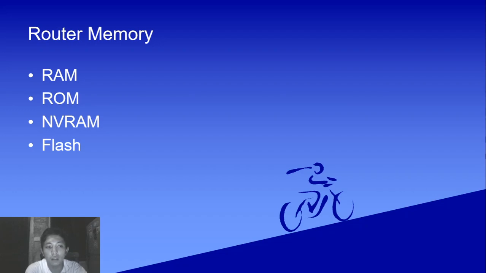So the next one is the NVRAM, or non-volatile RAM. This non-volatile memory is used as permanent storage for the startup configuration file. So that's the startup config.